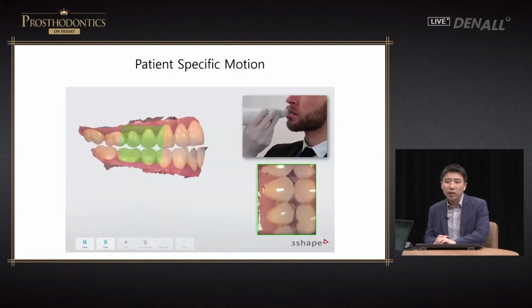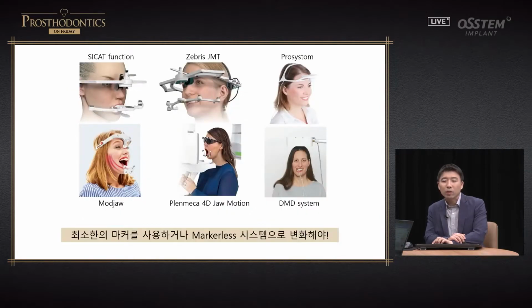3Shape has introduced a patient-specific motion. You can use the oral scanner unilaterally on one side, and you can record the patient's movement. This is a markerless system. It is based on the tooth form. The movements can be gained. It registers only one side, so there is deviation on the other side. As of yet, there's no complete system, but I think a whole complete system will be introduced soon enough. Minimum use of markers or a markerless system, this is where we should be headed.